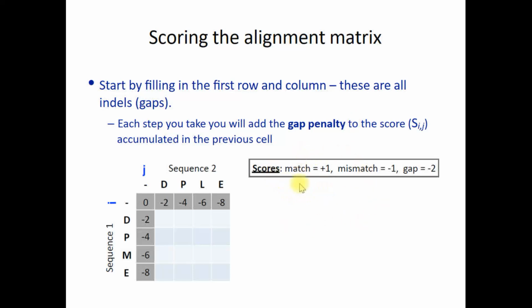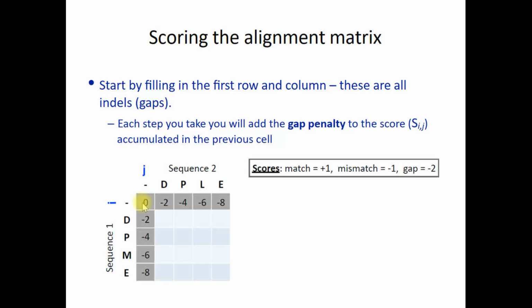Here, for simplicity, I just use a very simple scoring matrix: match equal to 1, mismatch equal to -1, and gap equal to -2. I didn't differentiate gap opening versus gap extending. It all uses a linear gap penalty, -2.